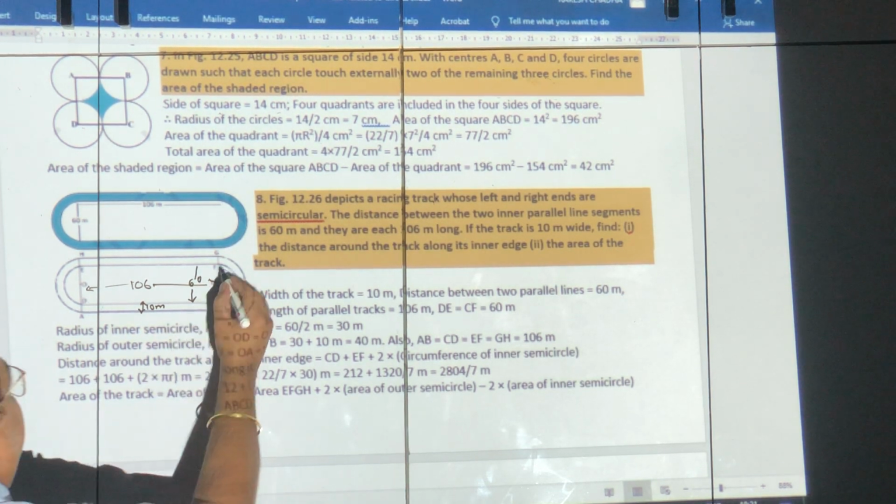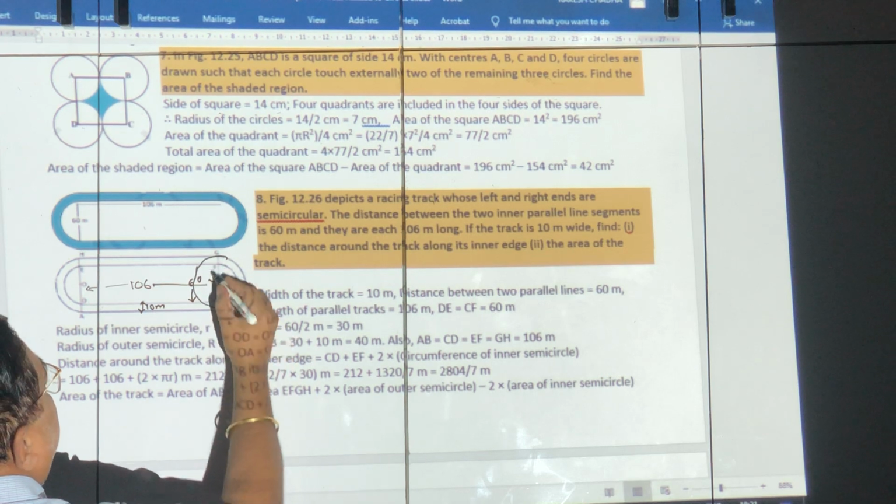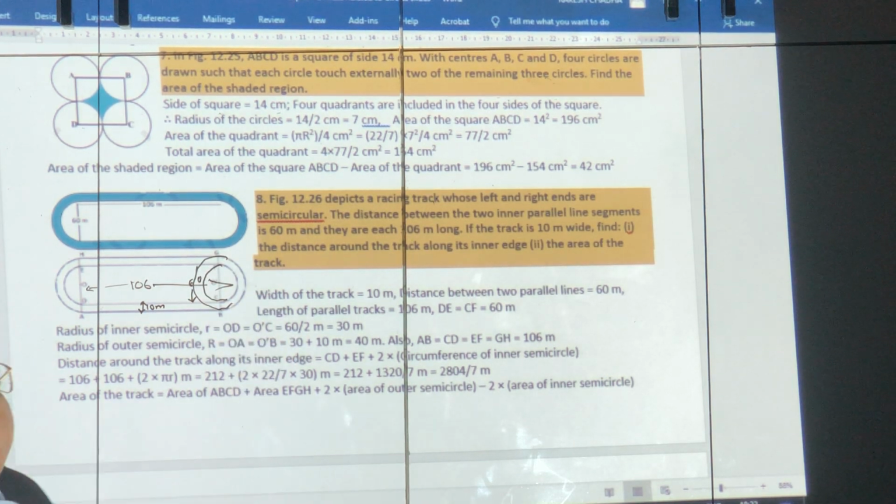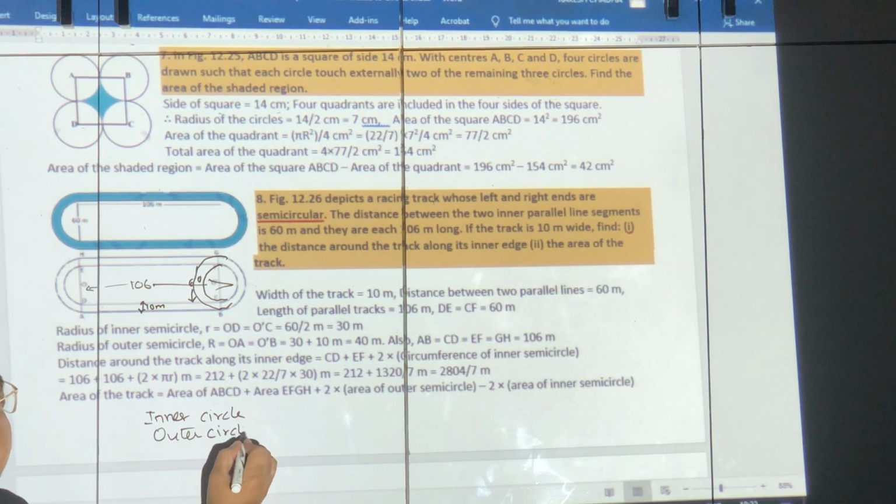And if you complete this circle, you can complete this circle. Now you see I have 2 circles with a difference of 10. And this is how we do the sum. So inner circle and outer circle. The track does not change. The track will remain the same, they are parallel lines. The track will never become bigger or smaller.